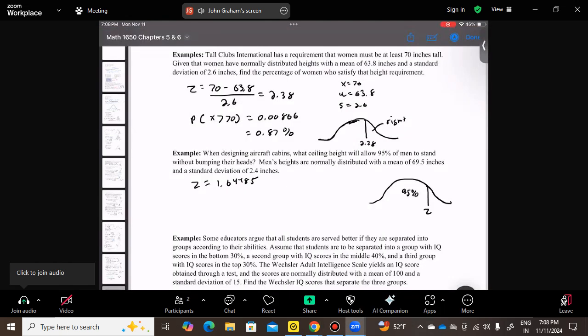Okay, now we want to find the x-score. It's the standard deviation times the z-score plus the mean. So 2.4 times 1.64485 plus the 69.5. And I get 73.45. Right, so it has to be about 74 inches.